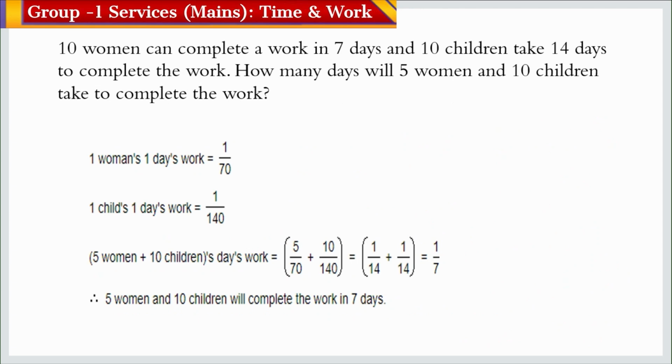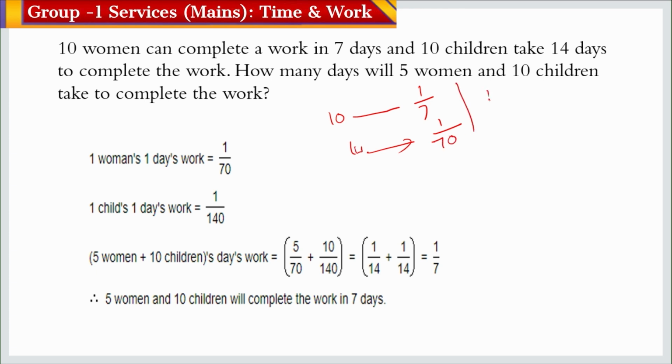10 women can complete a work in 7 days. 12 children can complete that work in 14 days. How many days will 5 women and 10 children take to complete the work? 10 women can complete the work in 7 days, which means 10 women's work in 1 day is 1 by 7. Correct? So 1 woman's work in 1 day is 1 by 70. Understand?